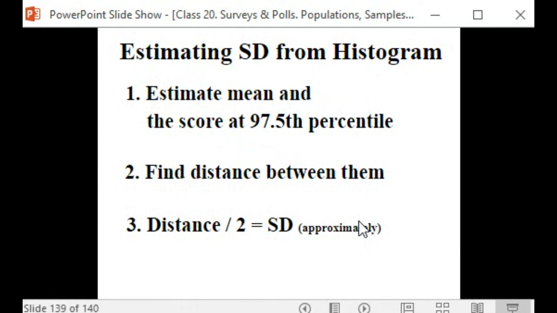First, we estimated the mean, which was 0.55, and the score at the 97.5th percentile, which is 0.58. And we did this because these two scores are equivalent to z-scores of 0 and 2. Second, we found the distance between these two scores. 0.58 minus 0.55 is 0.03, and this distance is equal to 2 standard deviations. And third, we divided the distance between the two scores by 2, and that gave us an estimate of the standard deviation. It's just an estimate. It's not exactly right, but all we want right now is an estimate.